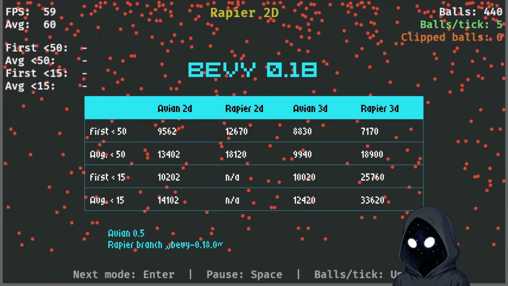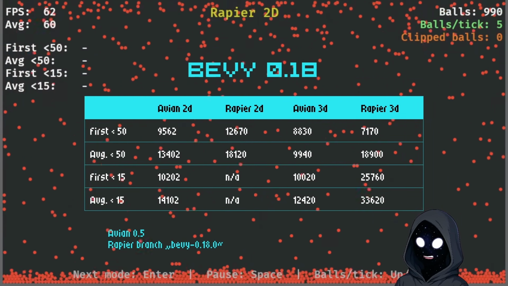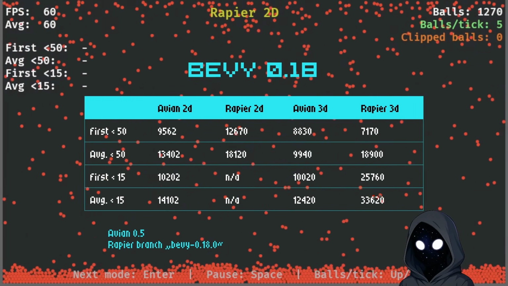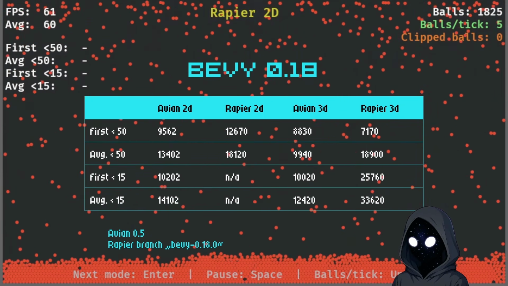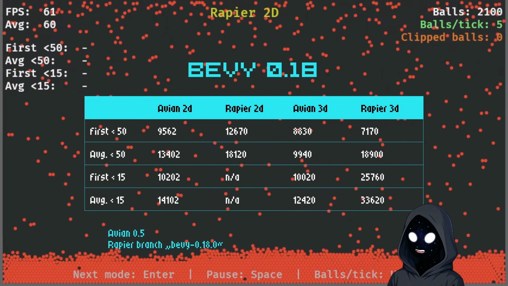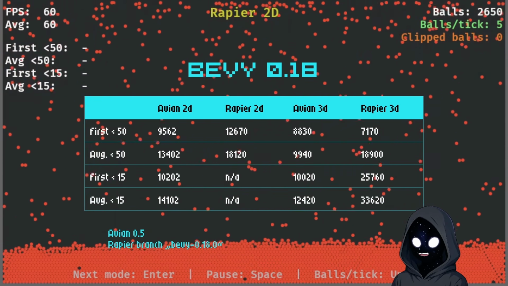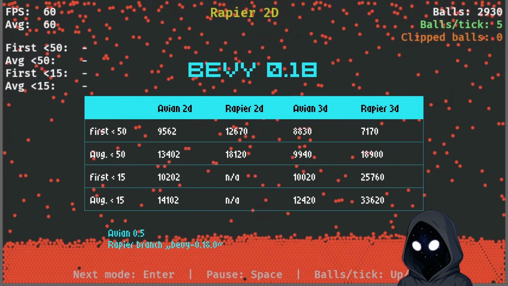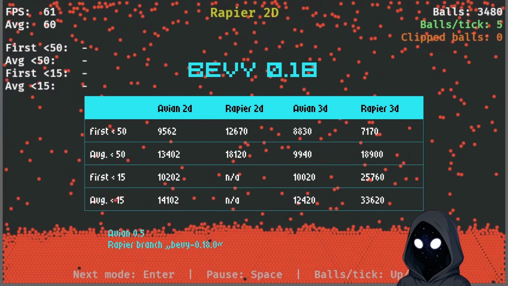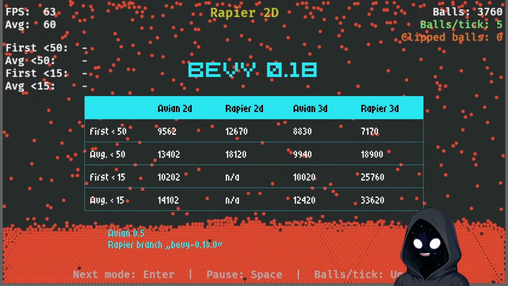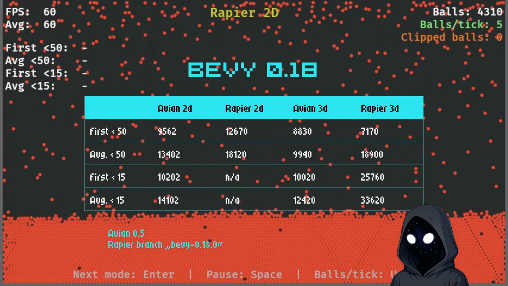Rapier 2D still performs excellently as before. We get 12.7k until we have the first frame rate of below 50, and we get 18k balls until we average below 50. Both below 15 values still are immeasurable because it performs too well. I will leave you to the meditative side of this ball rain for now.